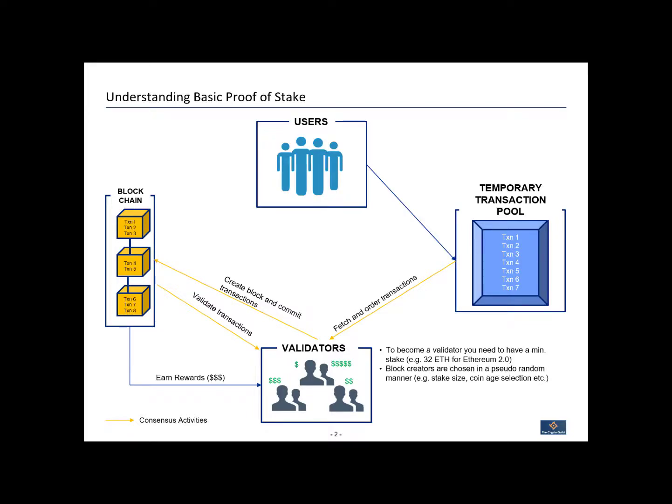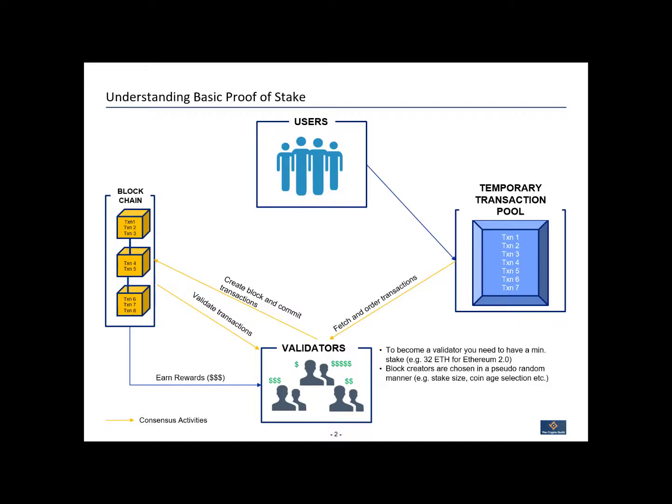Next, the block creators, meaning of the entire pool of validators, the ones who are actually going to take the transactions from the temporary transaction pool, order them, and put them into the blockchain. They're going to forge them into the blockchain. Those guys are chosen in a pseudo-random manner, right?